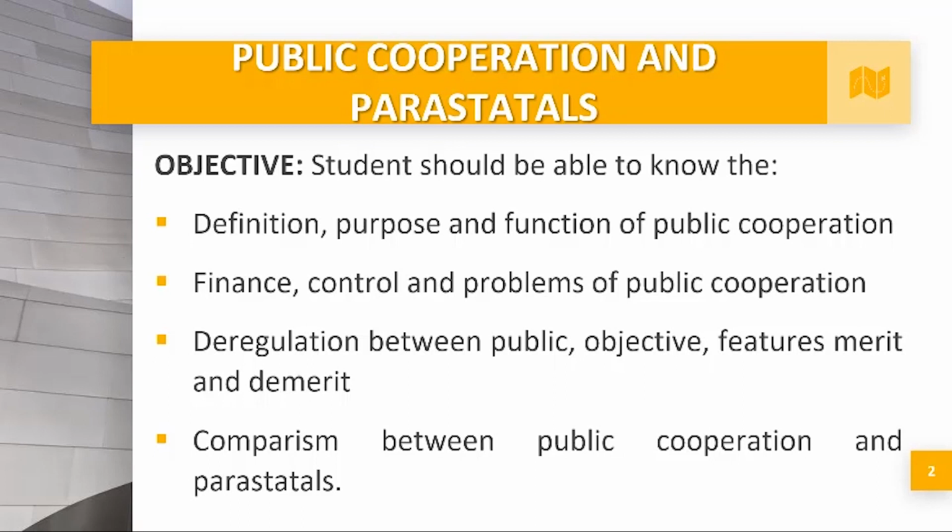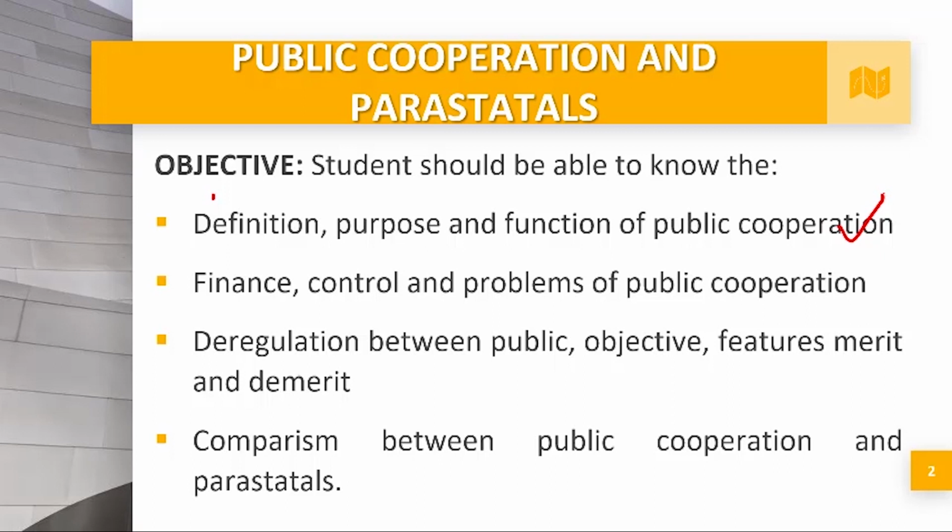Public corporation and parastatal. Now, before we start, we're going to look at the objectives. What are we supposed to achieve at the end of this class? From our list, the first thing is the definition of public corporation. We have the purpose and the functions of public corporation. Then next, we have the finance, the control, and problems of public corporation.